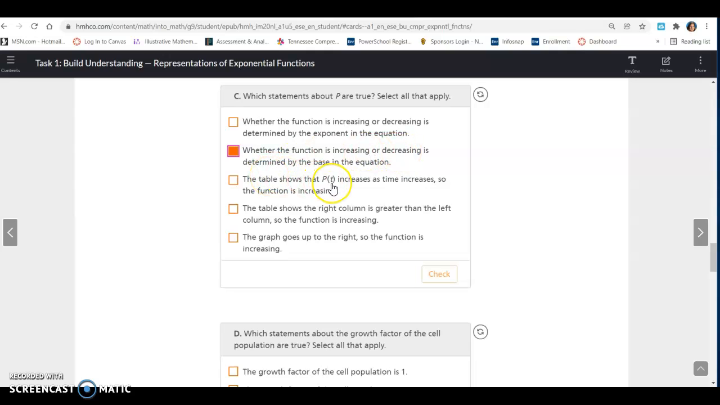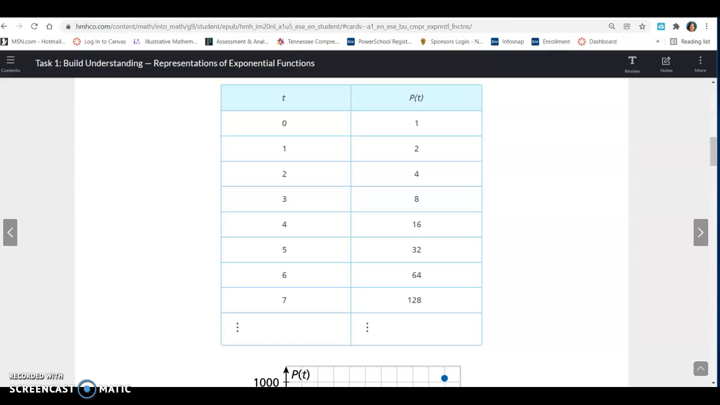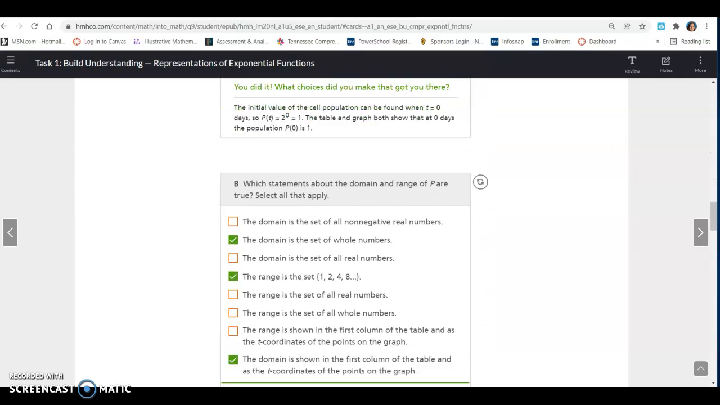The table shows that P of t increases as time increases, so the function is increasing. That is true as well, because if you look at the table, P of t does increase. These numbers are getting larger as these numbers get larger. So that is a true statement as well.